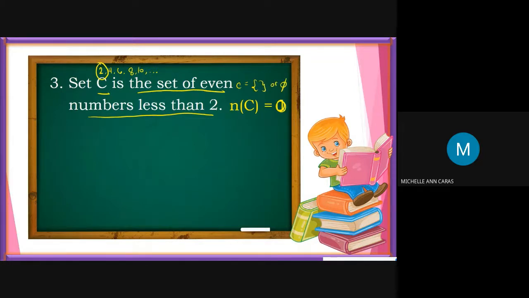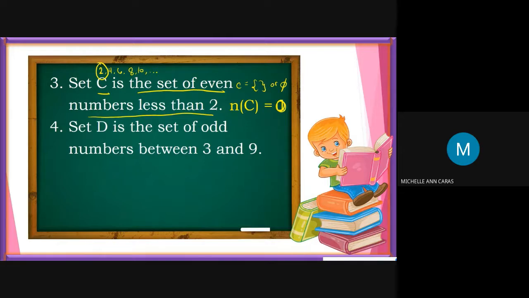Okay. So, number 4, set D is the set of odd numbers between 3 and 9. Okay, ano ba itong odd numbers? Nasa tunga sa 3 kag 9. Okay, so if we're going to list down the elements of set D, it includes 5 and 7. So, amo ni siya tong duwa ka odd number nga sa tunga sang 3 kag 9. So, therefore, ang cardinality of set D is equal to 2. Ari siyang answer ta.